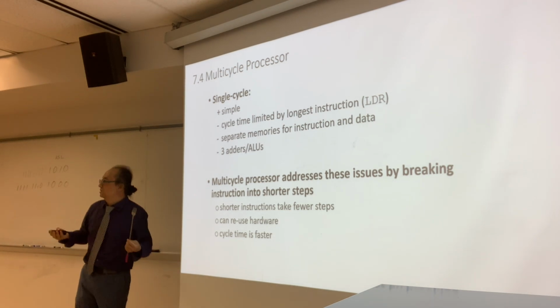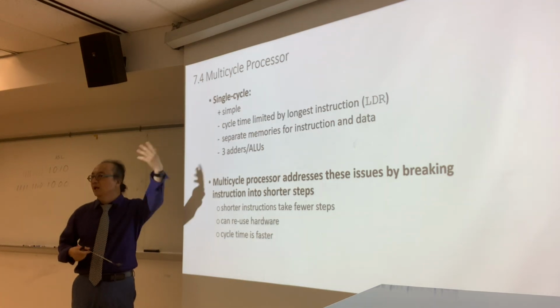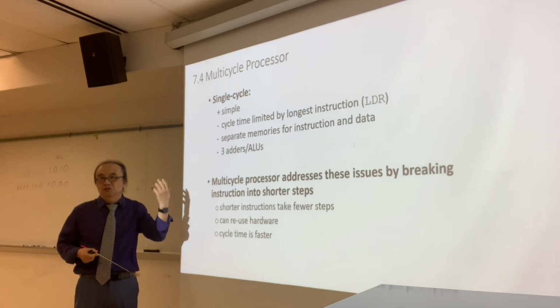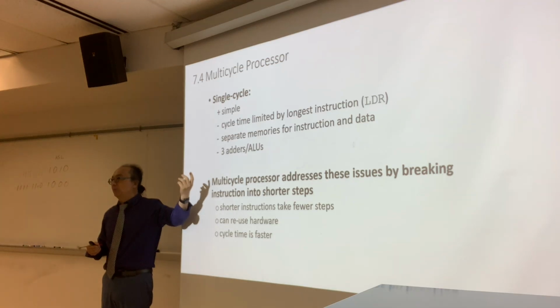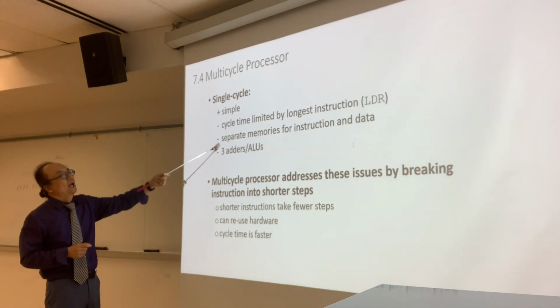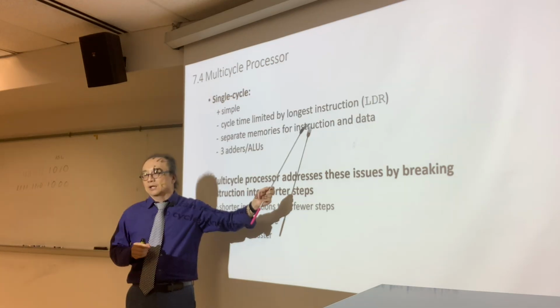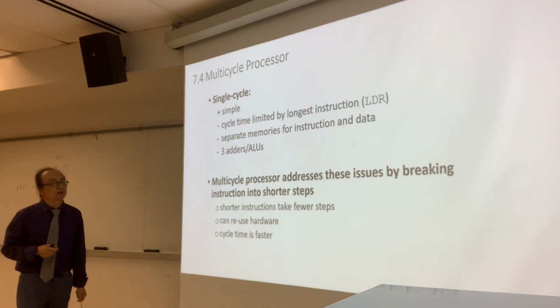That means just as simple as subtract, add a branch. We don't have to even get into the memory access. It's going to be probably half cycle, but still we have to keep it as the longest cycle. That's the major drawback. And then separate memories for instruction memory and data memory. And then we need to have 3 adders and ALUs.